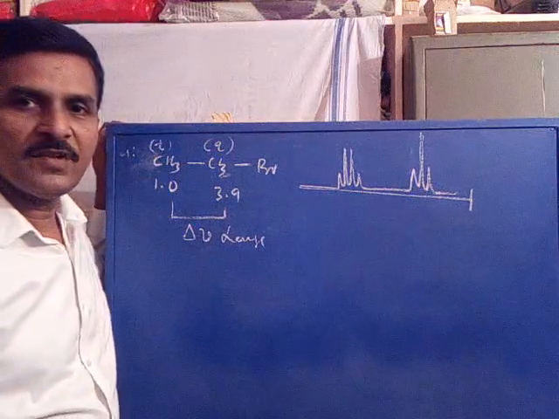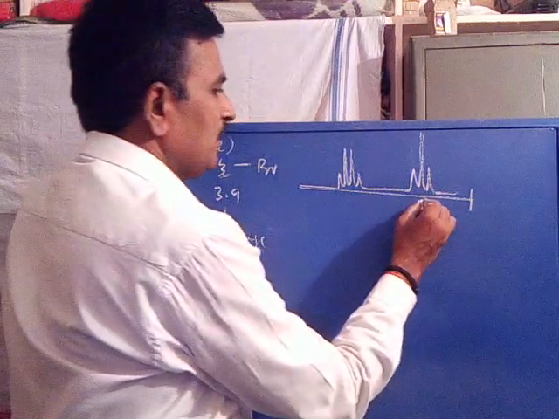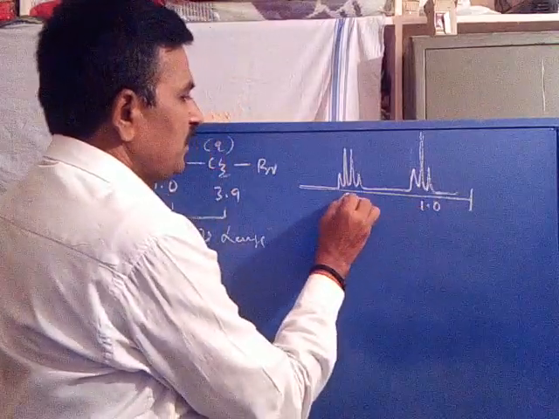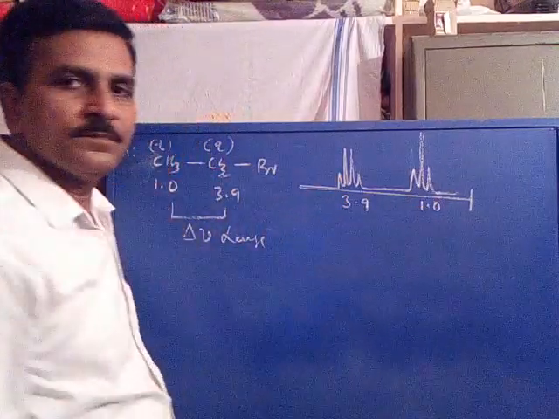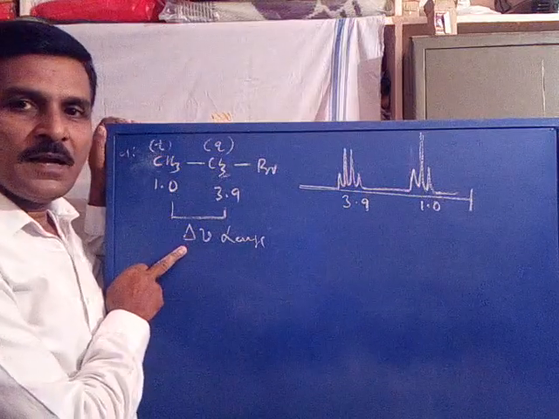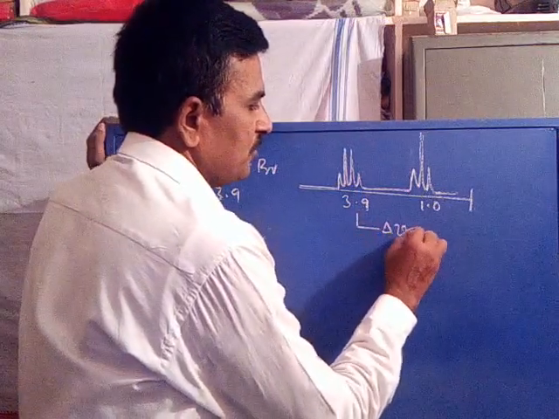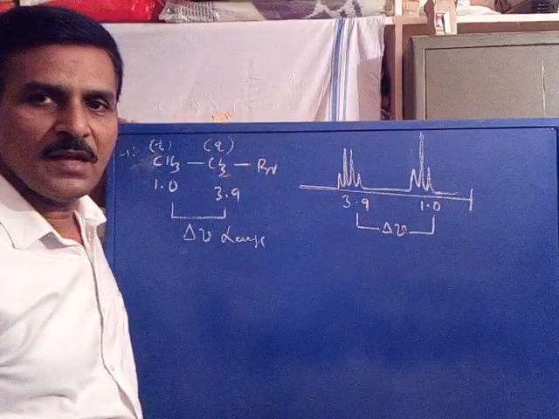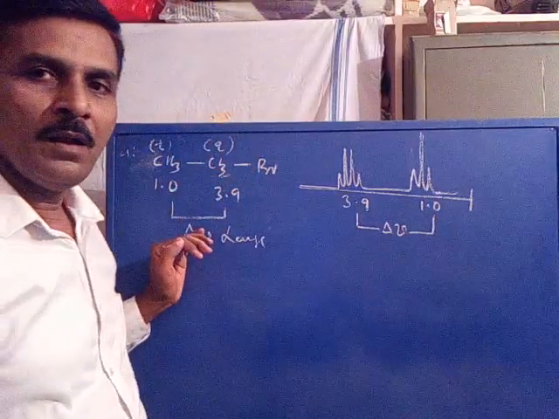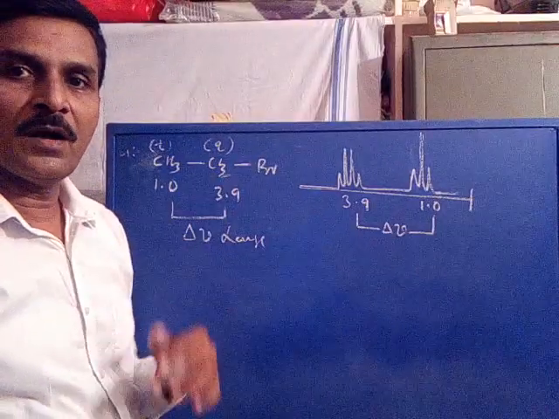A triplet for CH3 proton. Now this is at 1.0, this is at 3.9. Now delta nu is large. The difference in the frequency is large. Is it clear? Now this is the example with a larger frequency difference between the coupled sets of proton.